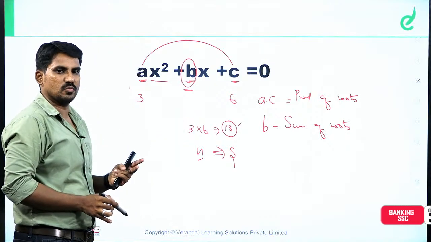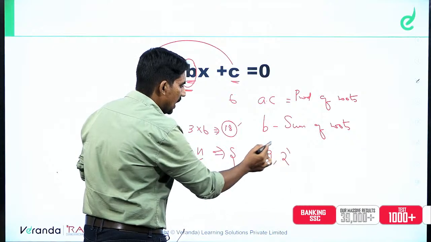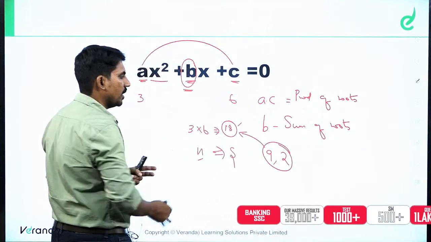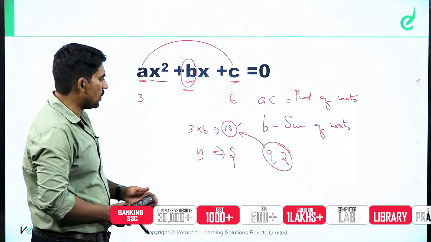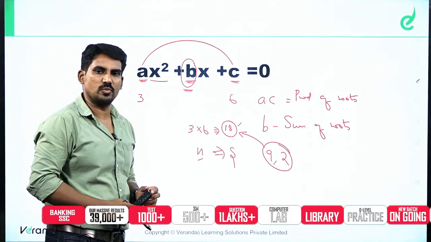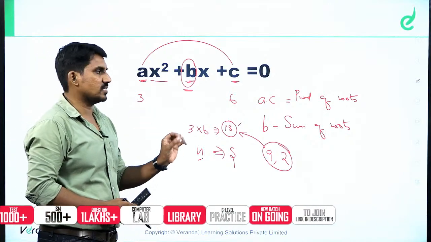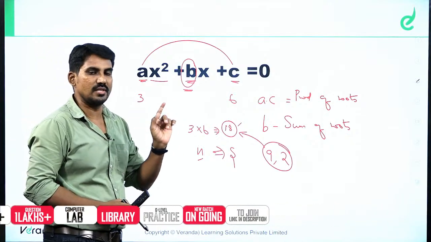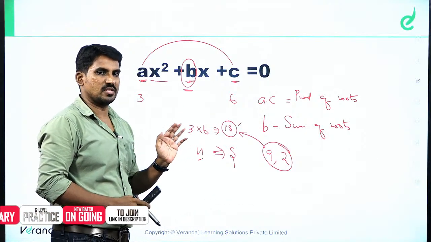Which 2 numbers can we select? We can select number 9 and number 2. 9 into 2, we will get a product 18. 9 plus 2, we get the number 11. This is the basic understanding in the quadratic equation. That is, a into c means product of the roots, b is nothing but the sum of the roots.